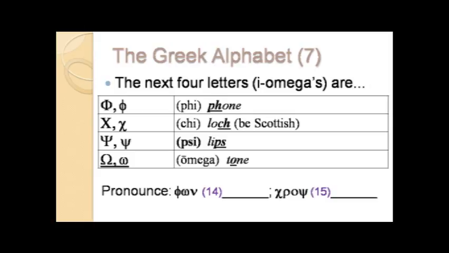And then the next one is ki. And it sounds like the CH in loch. It's a hard C sound, loch. You know, gotta get your best Scottish accent on there. Loch. The Loch Ness Monster, you know, has a hard C sound. It's not like a typical CH sound that we have in English.